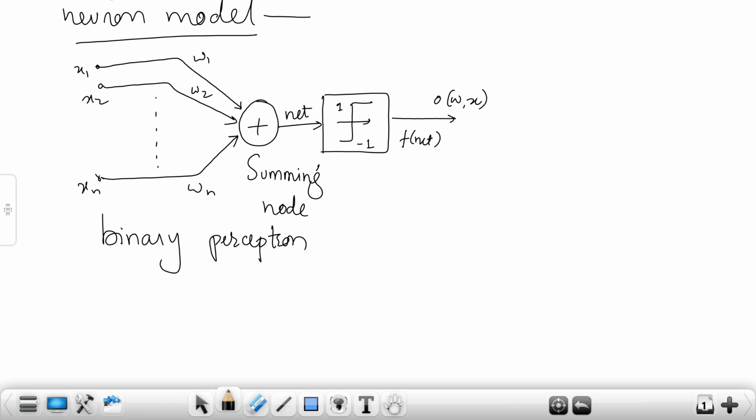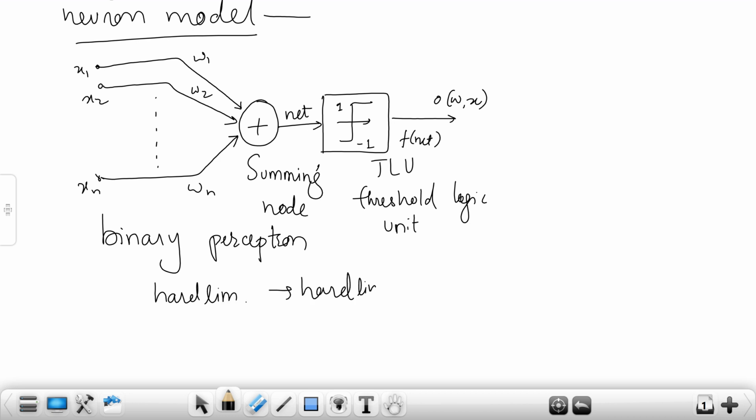Why is it called binary? Binary because there are two values, it will go between 1 and -1. And this is nothing but the TLU, that is threshold logic unit. Now all of this together comes under the hard lim function. Hard lim is a short form for hard limiting function.